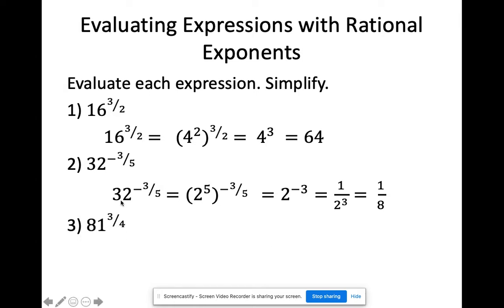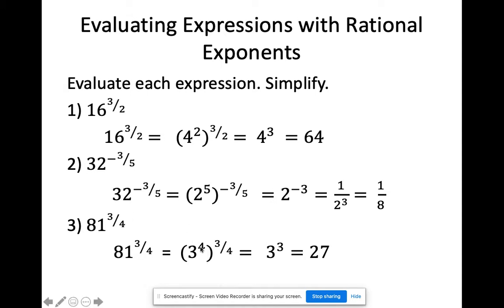Now we know that 81 is 9 times 9, right? But since this is 4, I have to express it as 3 times 3 times 3 times 3. So 4 times 3 to the 4th. So 81 can be expressed as 3 to the 4th. It can also be 9 squared if you want. But if it's 9 squared, you're still going to end up with a fraction.